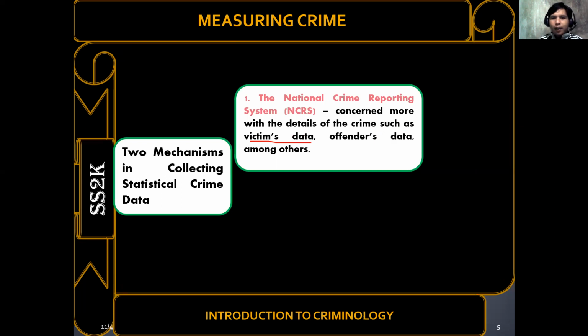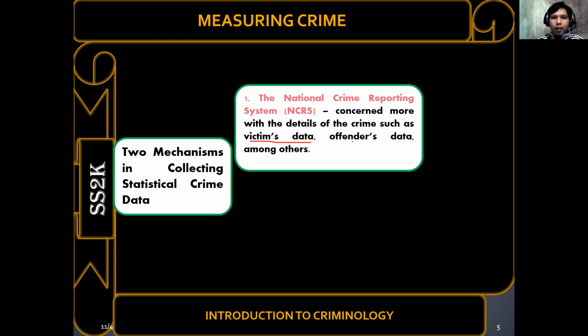So, itong NCRS nakatuon po sa pagkuha ng datos tungkol po sa biktima. Sino-sino nga ba ang usual na nagiging biktima sa krimen? Di ba? Mga bata ba? Mga matatanda kaya? O yung mga kababaihan or kalalakihan? Iyan. So makikita po doon sa NCRS.